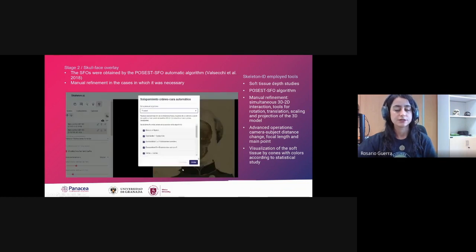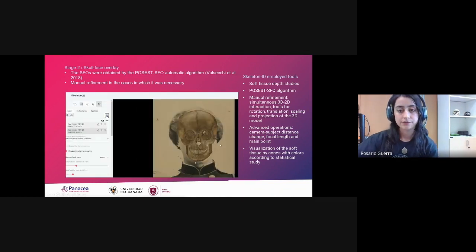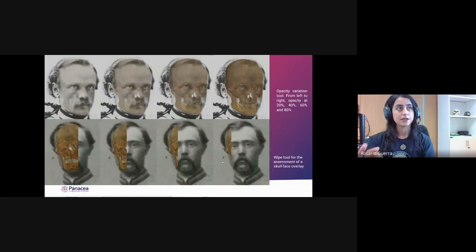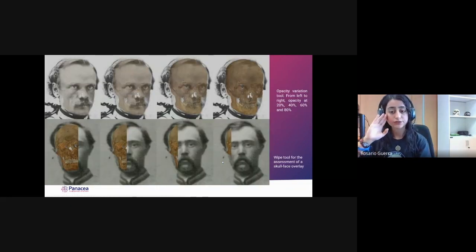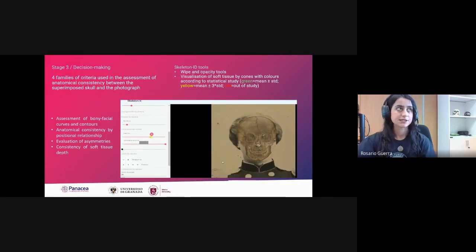We have tools for rotation, translation, and changing the projection to adjust the camera subject distance, the focal length, and main point of the photograph, which would alter the appearance of the 3D model over the photograph. And then we can see some of the tools that were used to analyze the correspondences. On the top, the opacity variation tool, and on the bottom, the wipe tool, so that we could assess these correspondences, as I was saying.